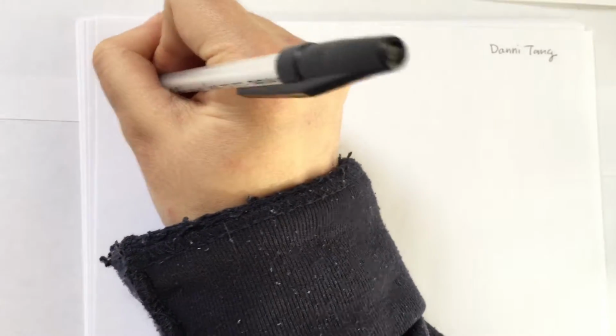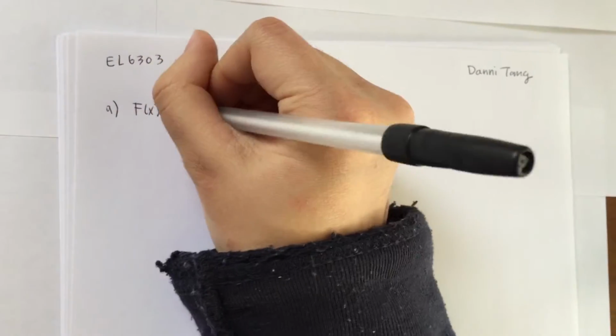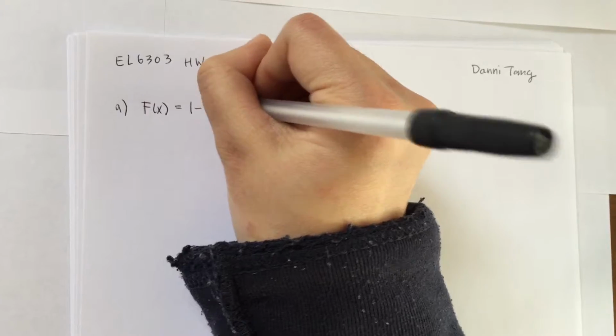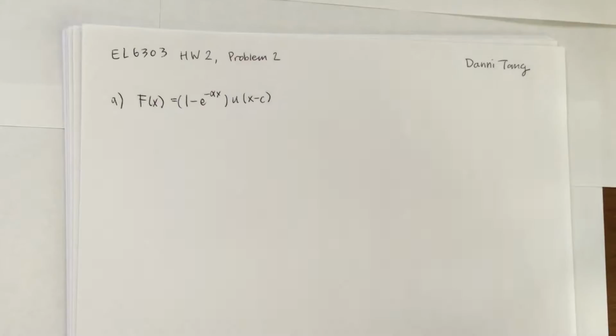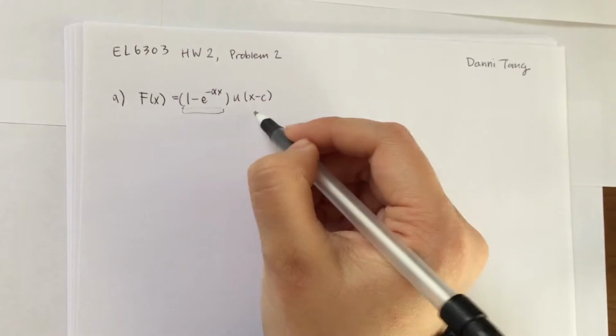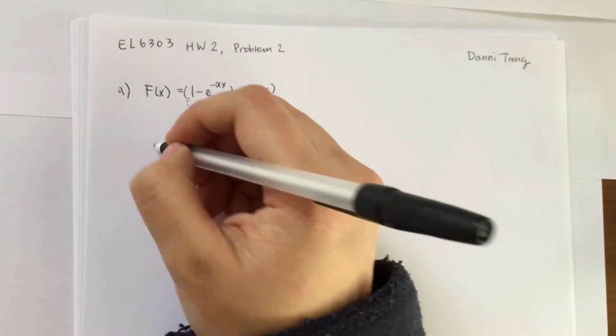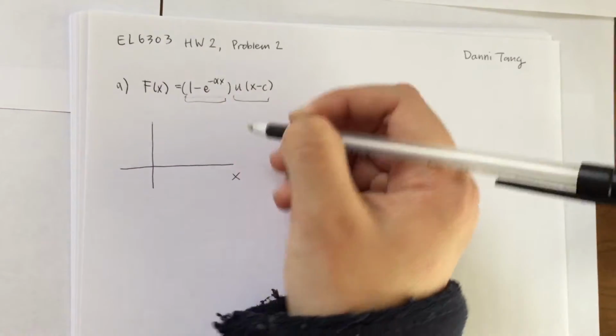I am doing probability and stochastic homework 2, problem 2, which asks us, in part A, to draw the distribution function 1 minus e to the negative alpha x times the unit step shifted by c. So we can look at this in two parts. First, this part, and then the unit step. And we know that 1 minus e to the negative alpha x looks like this.